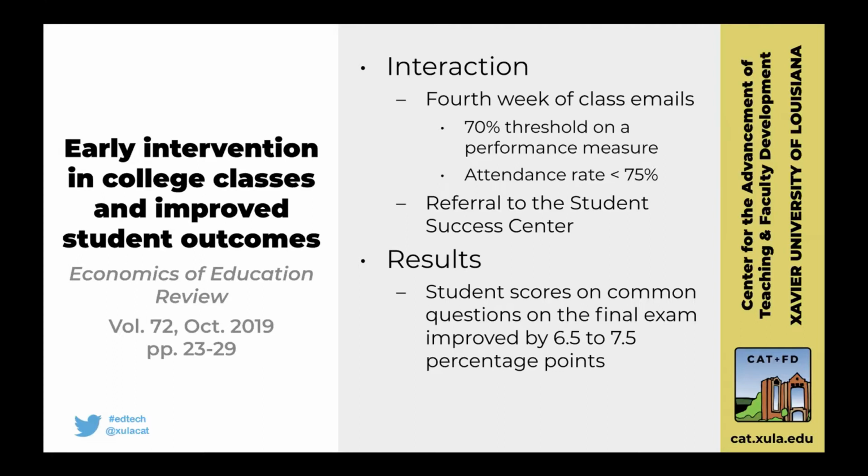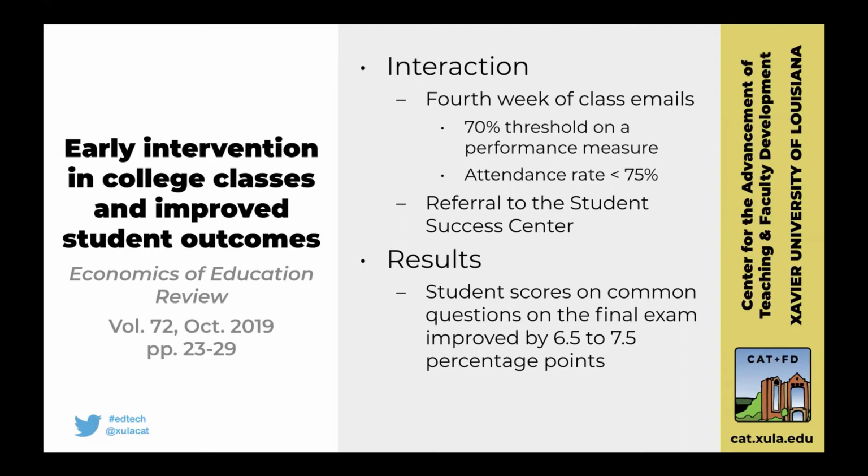And you can see the basic setup. During the fourth week of class, students received an email from their instructor if they were either below 70% on a specific threshold for the class, so part of their grade was below 70%, or if their attendance was below 75% for the semester so far. Again, this was only 4 weeks into the semester. If they met either of those benchmarks, they got a personalized email from the instructor that just said, hey, it looks like you're having some trouble, and you might want to reach out to their Student Success Center, their version of Say So.